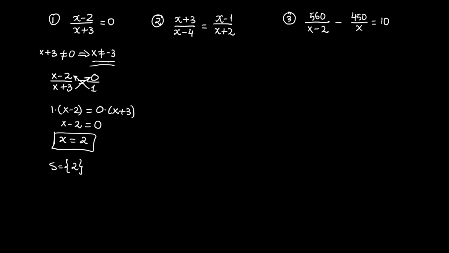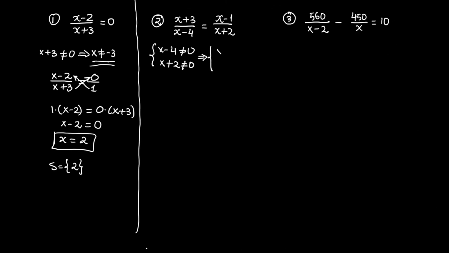You can take it and verify in the equation. You're going to see that you don't end up with 0 over 0. Second problem. First, I take the domain, which is x minus 4 cannot be 0. That means the denominator cannot be 0. And x plus 2 cannot be 0 too. Then I have x different from 4 and x different from minus 2. So if I get 4 or minus 2, it will be discarded. It's not a solution.